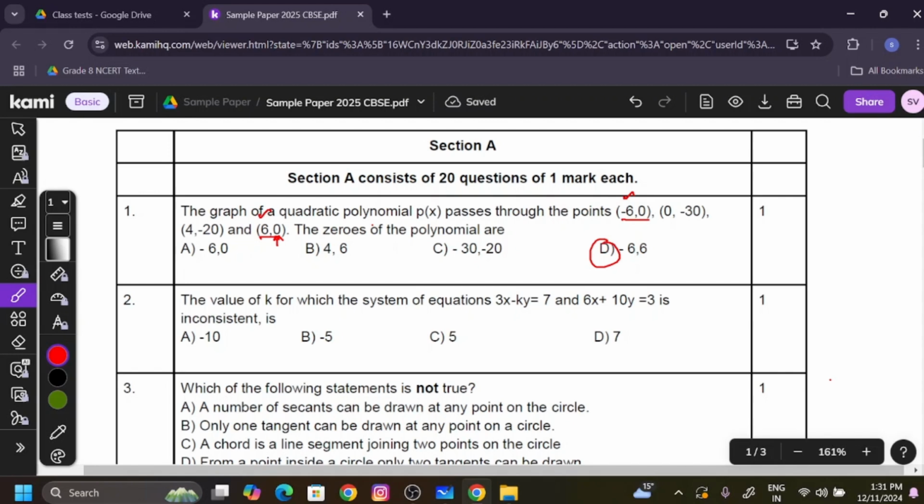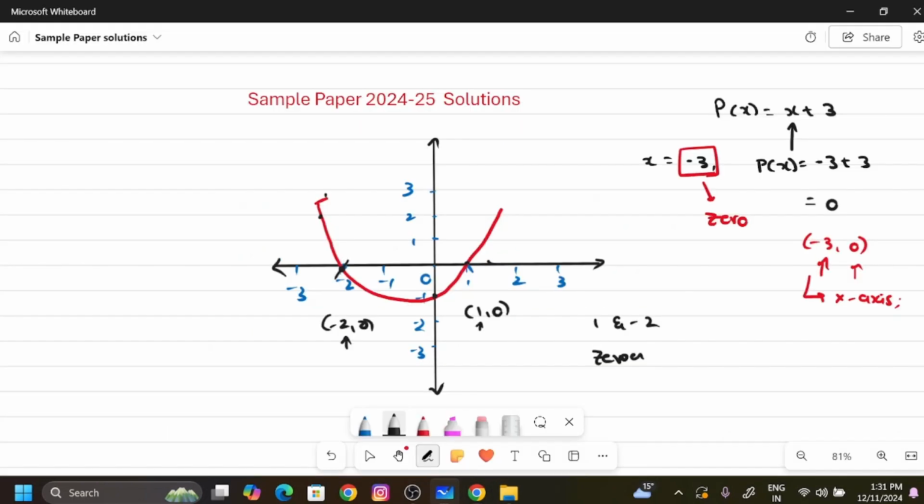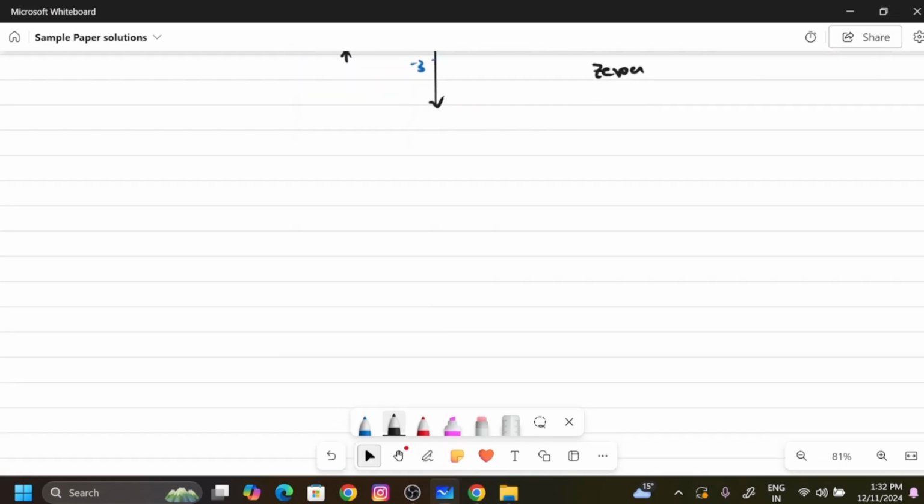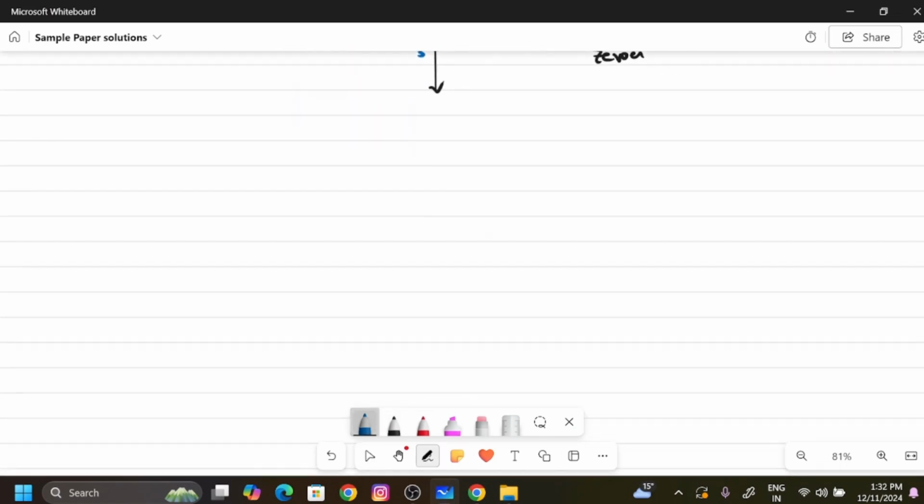The value of k for which the system of equations 3x minus ky is equal to 7 and 6x plus 10y is equal to 3 is inconsistent. So what is the meaning of inconsistent? The system of equations is said to be inconsistent when there is no solution. When there is no solution, we call it an inconsistent pair of system of equations. So inconsistent means no solutions.